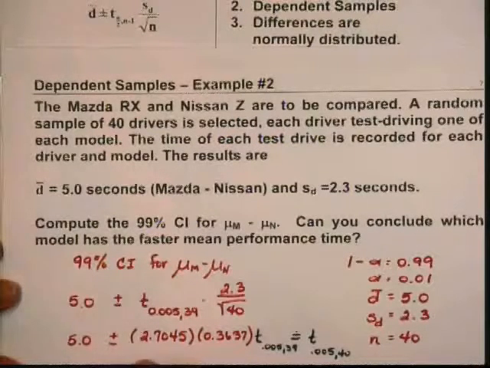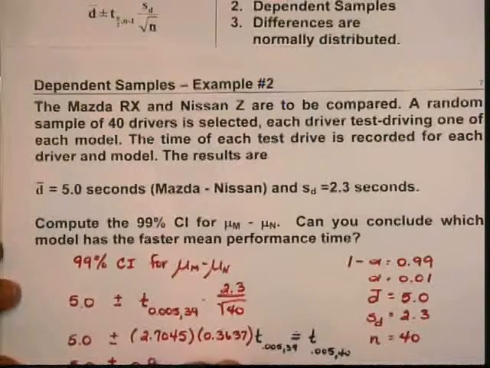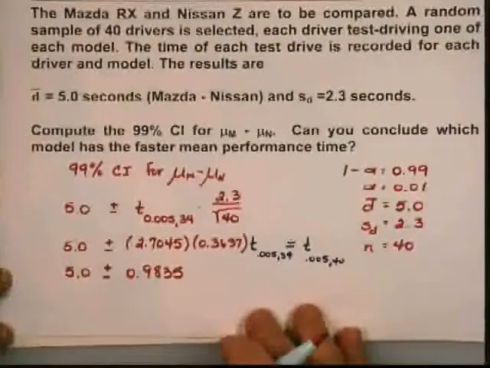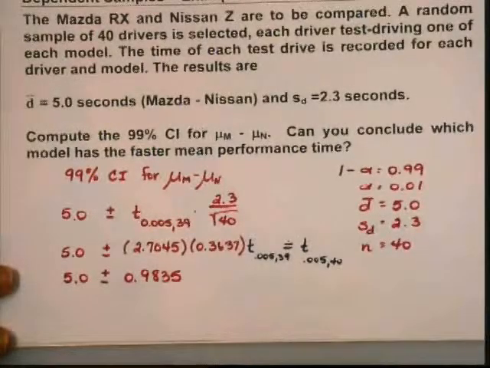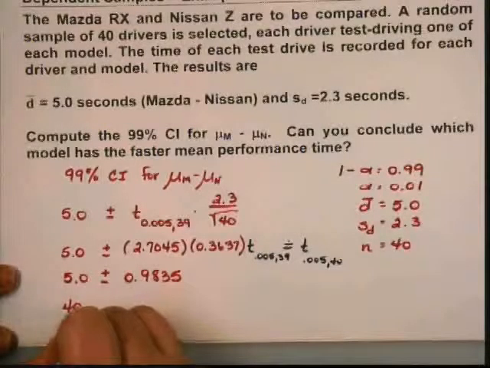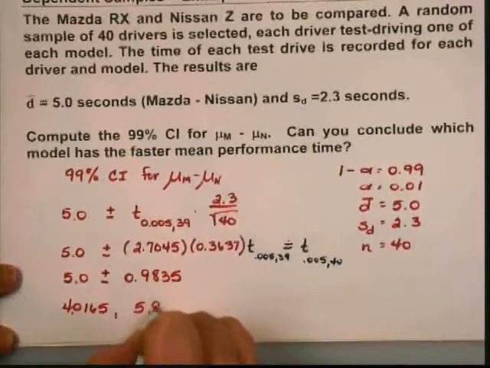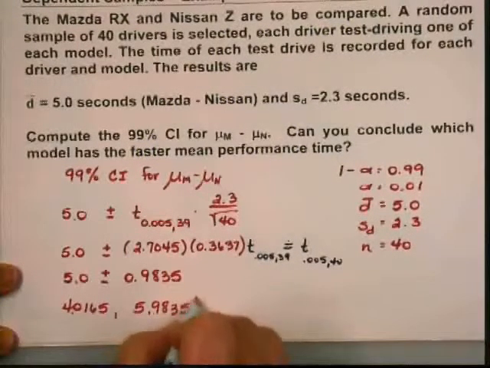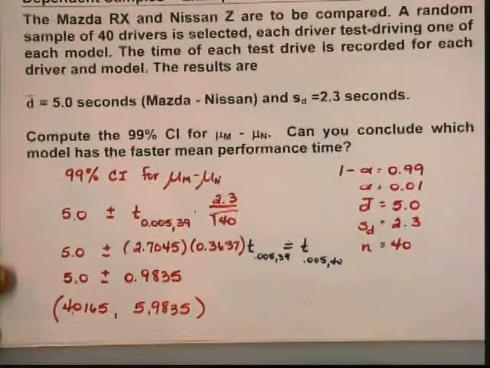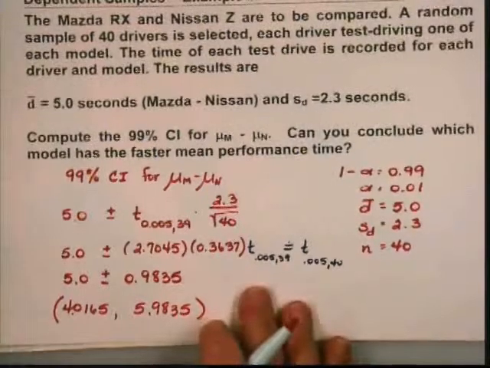So I have 5 plus or minus .9835. So on the left I have 4.0165. On the right, 5.9835. Everyone agree?